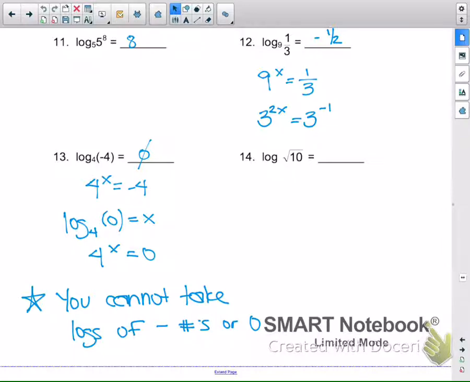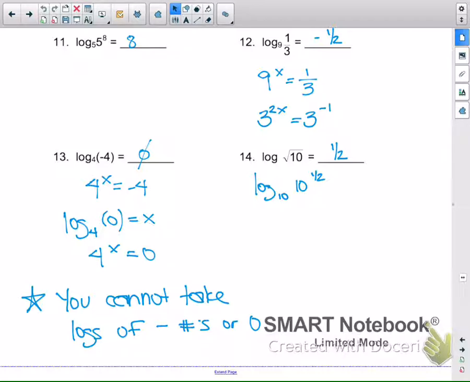For 14, my rewrite would have looked like this. The understood base is 10. 10 to the 1/2 power instead of a square root. I can use log base 10 of 10. What happens to it? It cancels out, which just gives me my answer, 1/2. Now we're going to practice some of those solvings in our homework as well.